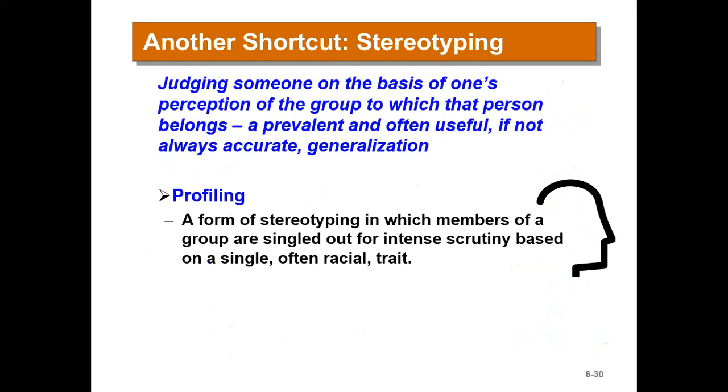Right, so judging someone on the basis of one's perception of the group to which that person belongs. This is called profiling. This is a form of stereotype in which members of a group are singled out for intense scrutiny based on a single, often racial trait and so on. So we call this racial profiling. Racial profiling generally happens to people who belong to a minority, right? Look at how Black people are looked at in the US. So there is racial profiling. How people of color are looked at. That's racial profiling, right?